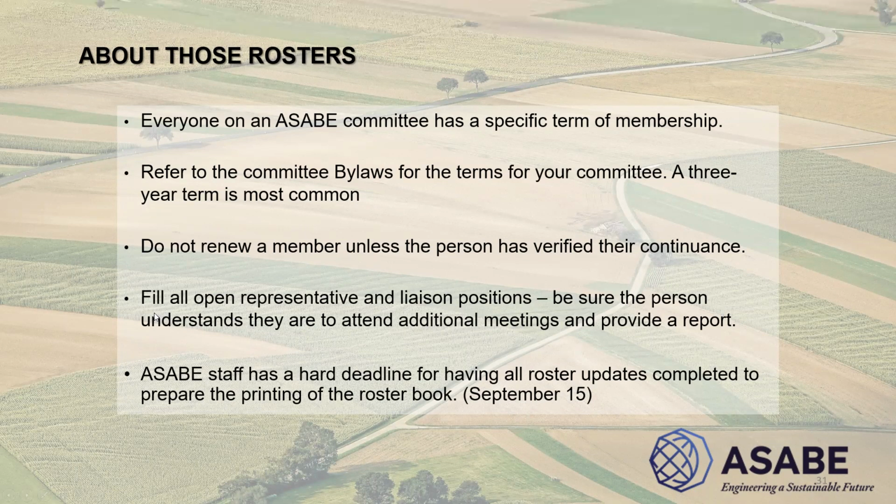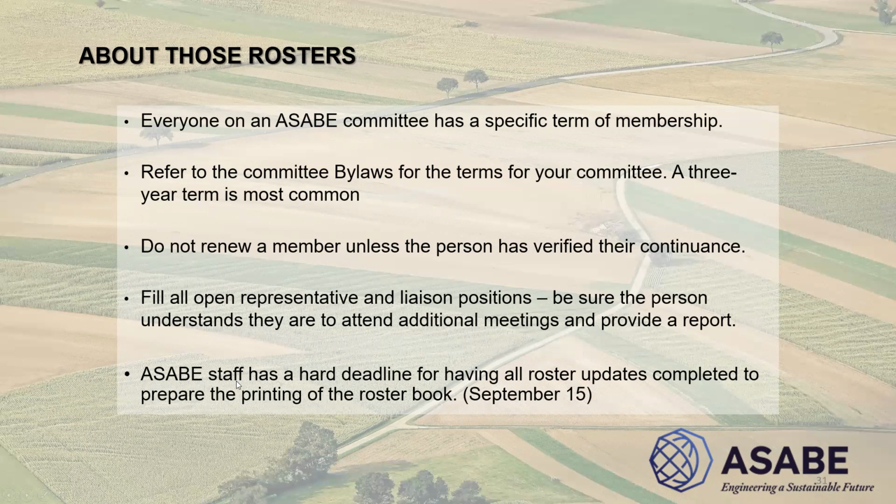You want to look at all of the positions. If there is an open representative position or a liaison position, it's either going to be expiring in that current year, or it will say to be decided or appointed. Be sure the person who is chosen for those positions understands that they are to attend additional meetings and provide reports. We have so many representatives on other committees and liaisons to other committees who don't even know that they are in that position, and so no report ever gets made, and they don't attend any of these meetings. So it's rather pointless to have those positions in the first place.